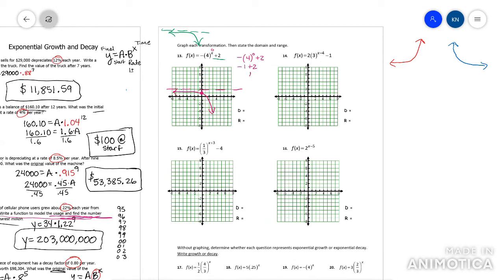Your domain's all reals because it goes left forever, right forever. And your range, the lowest it goes is negative infinity. The highest it goes is the asymptote of 2, and it does not hit it.